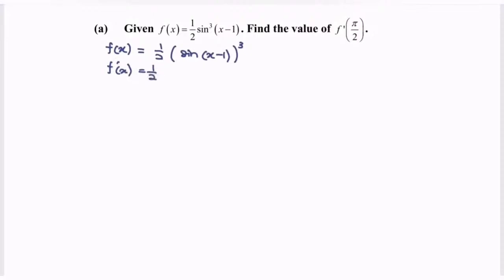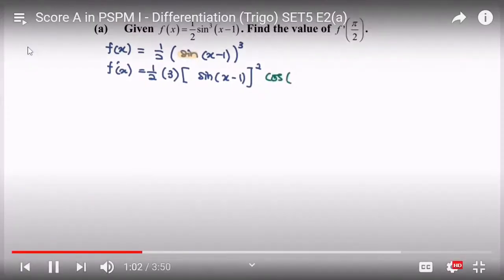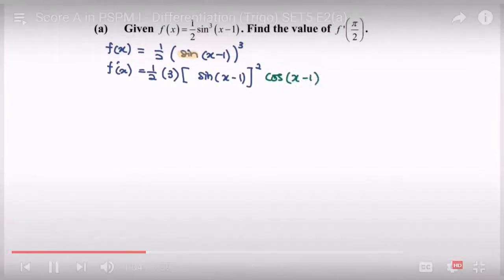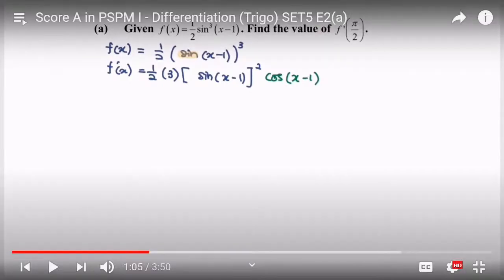Kindly focus on the power and we will have 3 bracket sine angle x minus 1 to the power of 2. Next, focus on the internal function, differentiate the sine, and we will have cos with the angle x minus 1. Next. Okay, boleh? So di sini take note. Sine cube. Sepatutnya maksud dia adalah begini: sine internal function atau angle x minus 1 bracket cube. Faham?